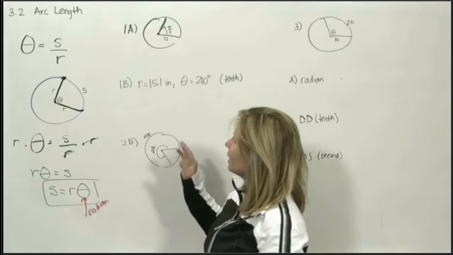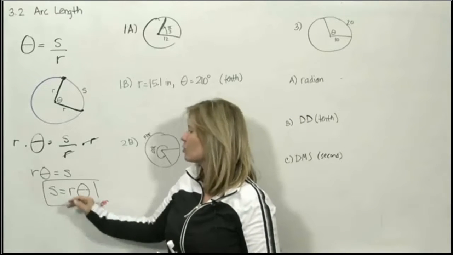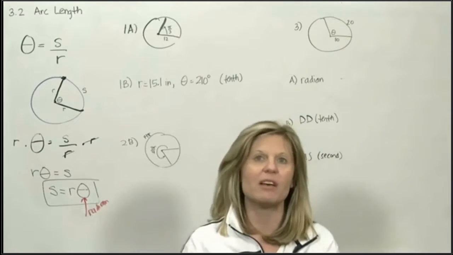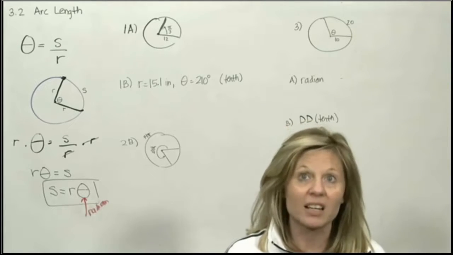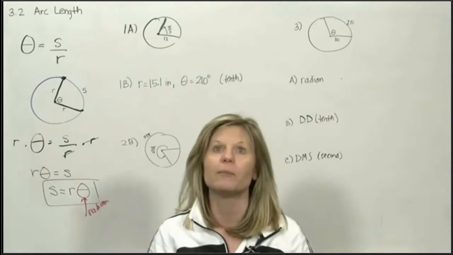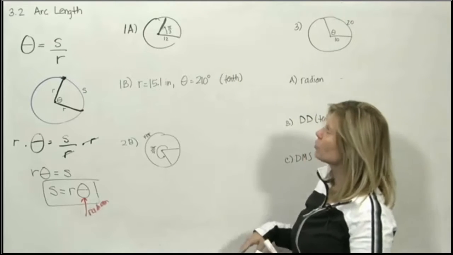So, to find the length of an arc, you have a formula, S equals R theta. Yes, I expect you to have that formula memorized. I'm not going to give it to you. You should know it, it's an easy formula. So let's work through some examples in your notes.